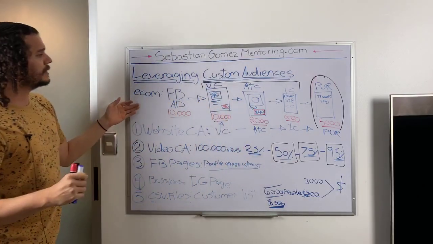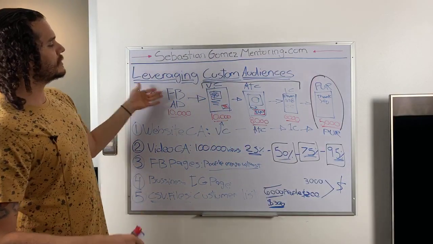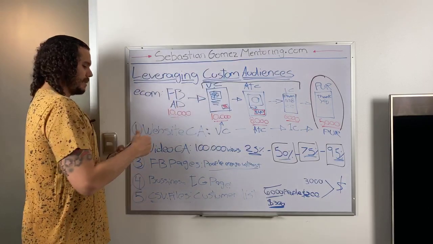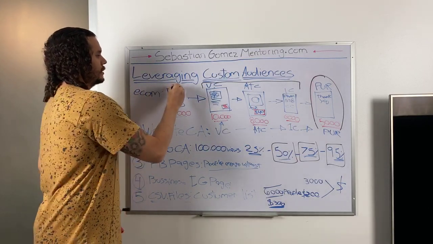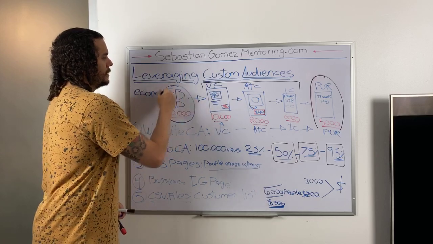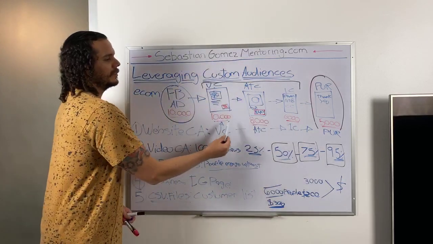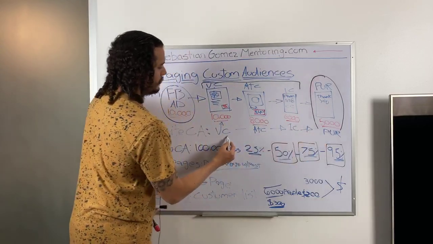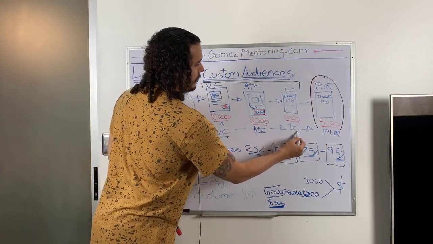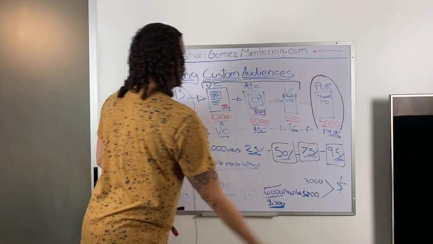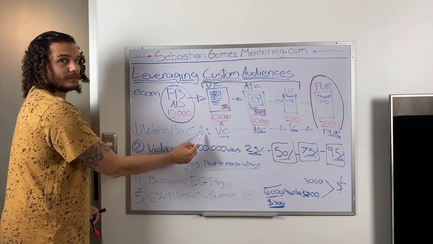So just to make a recap, I used this e-com example for you guys to explain the traffic that you guys send from Facebook, representing people that land through your flow. And these are custom audiences that you can be creating through view content, add to cart, initiate checkout, and purchases, right? So these are the website custom audiences.